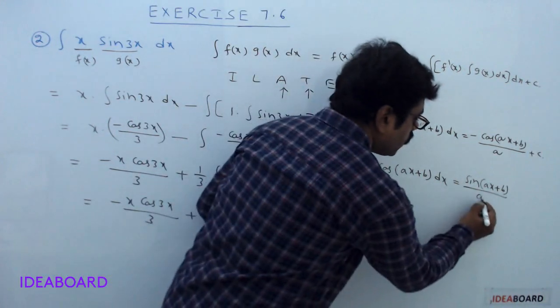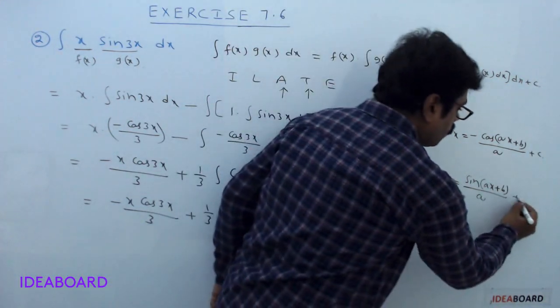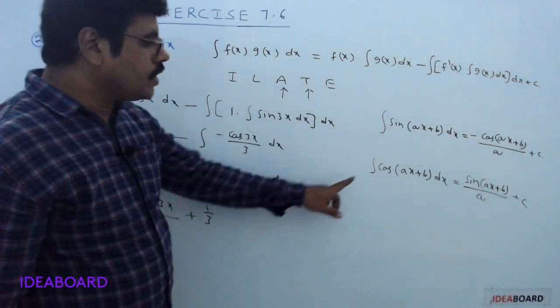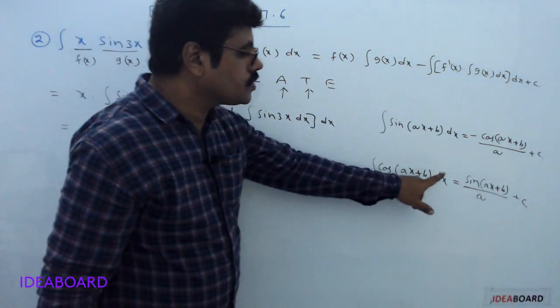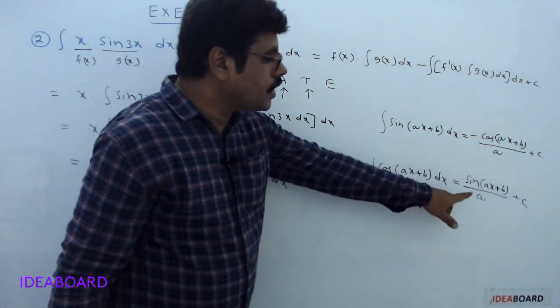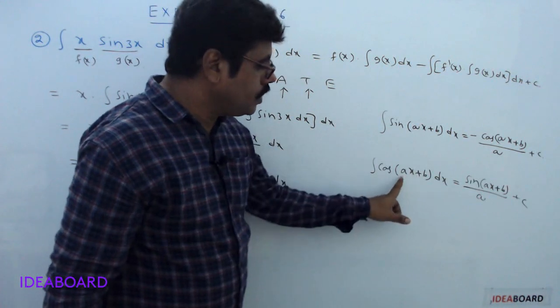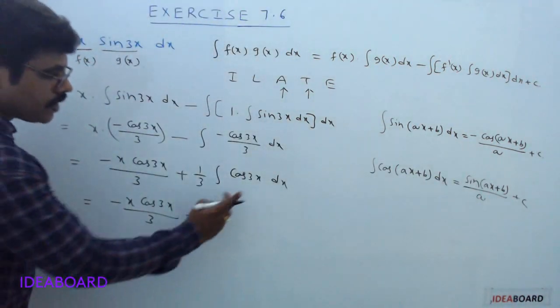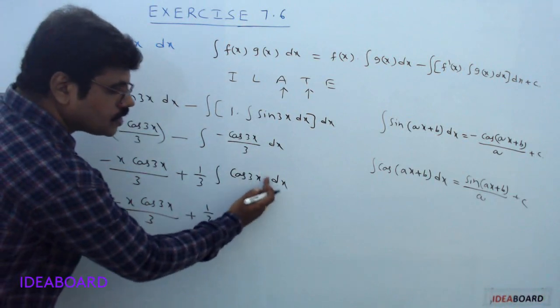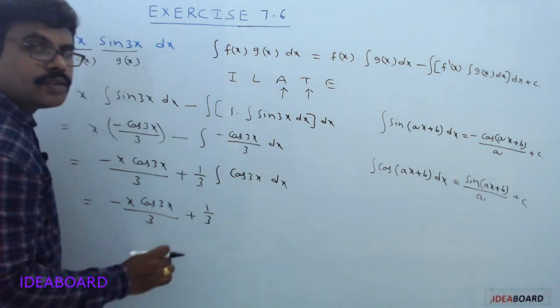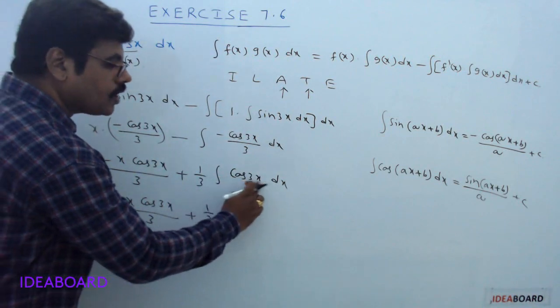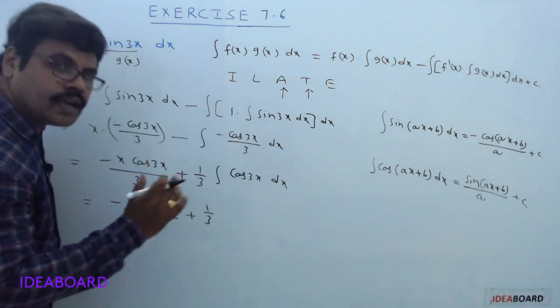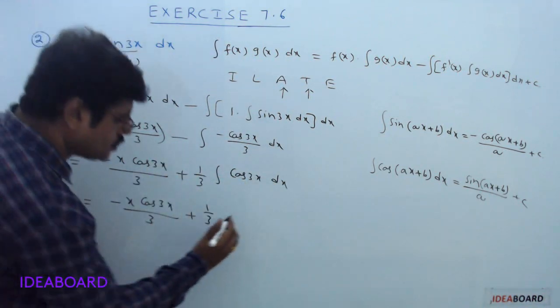The x coefficient is a, so divided by a plus some constant. Integral cos of ax plus b dx equals sin of ax plus b divided by a plus some constant c. Now here consider 3x as x. Then it is of the form integral cos x dx. Integral cos x dx is sin x.